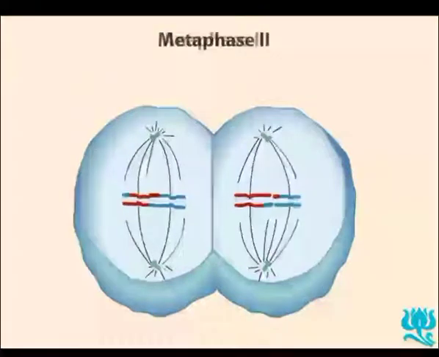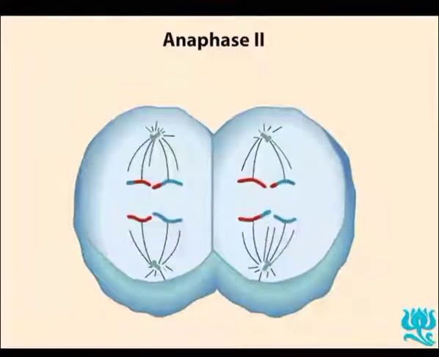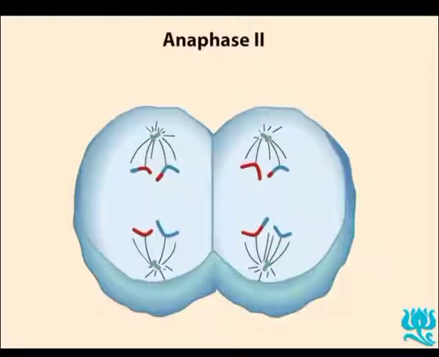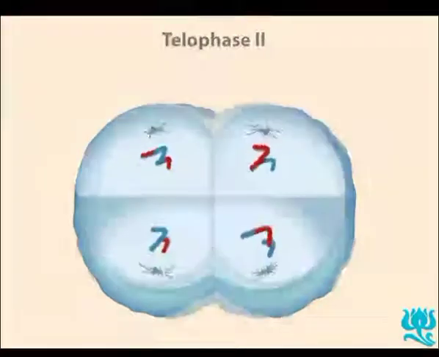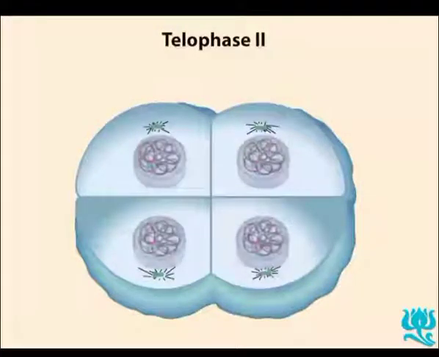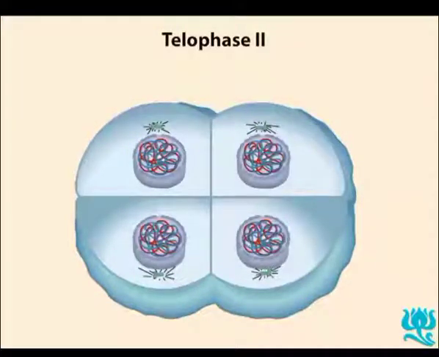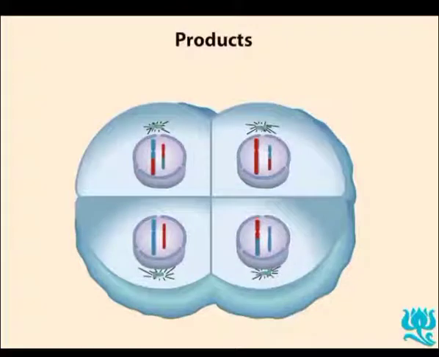During anaphase II, the centromeres divide, and both chromatids become independent chromosomes and move to opposite poles of the cell. During telophase II, chromosomes again decondense and nuclear membranes reform. Depending on the species, cytokinesis may occur.